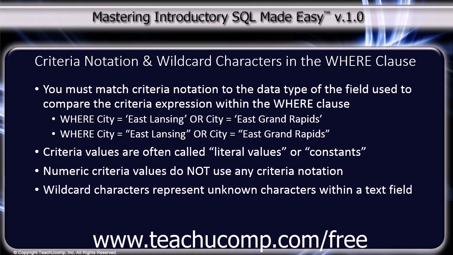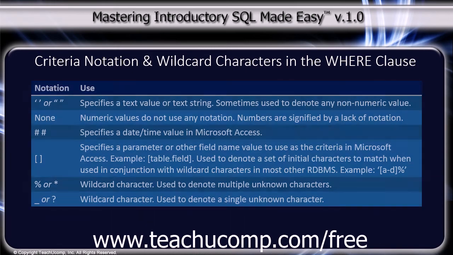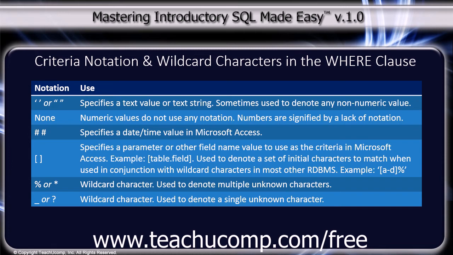So the first example could be like where city like 'East%', and note that it's enclosed in single quotes. Alternately, it may appear as where city like "East*", once again enclosed in double quotes. Here's the table with the possible literal value notations and the wildcard characters.